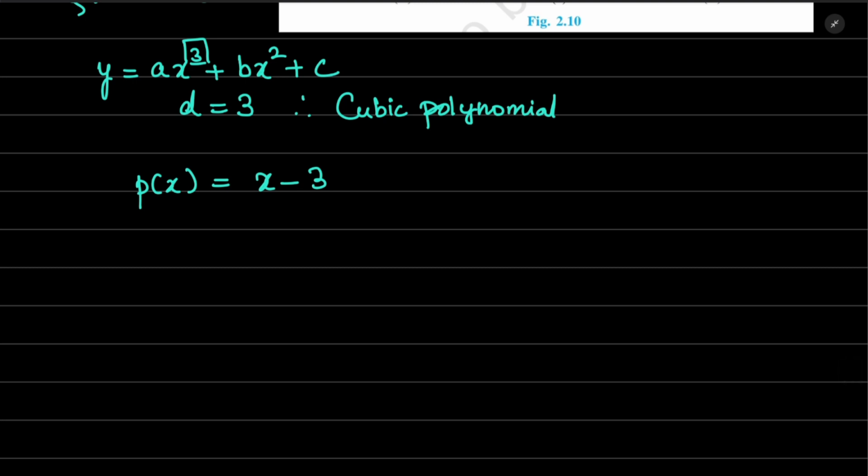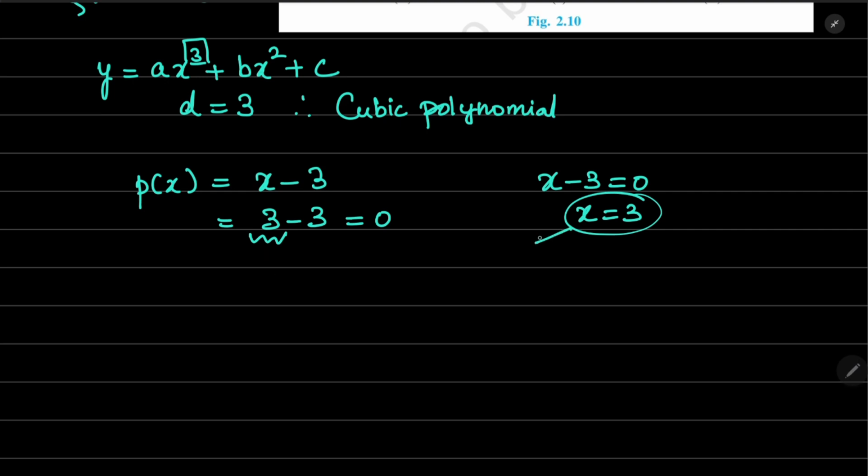Now, what is that value of x which when substituted will give the value of the polynomial as 0? If you equate this to 0, x minus 3 equal to 0, then x equal to 3. If you substitute x as 3, 3 minus 3, it is 0. So what is that variable value which when substituted will give you a 0? It is x equal to 3. Now, this 3 is called the zero of the polynomial.